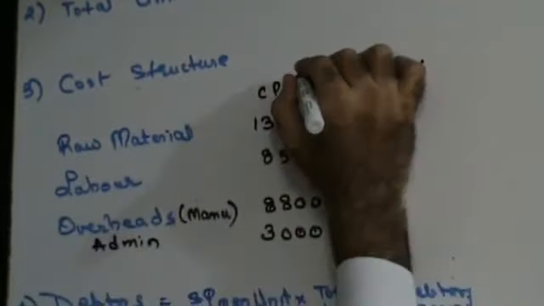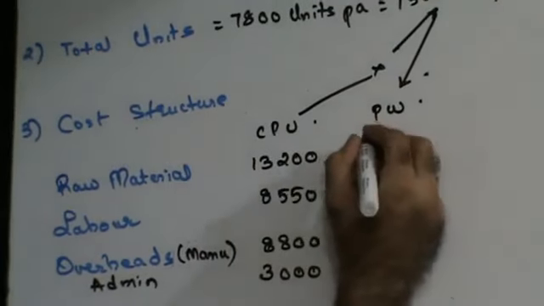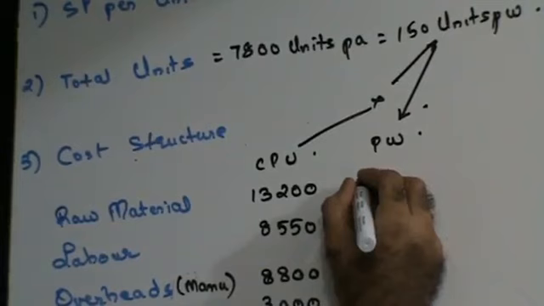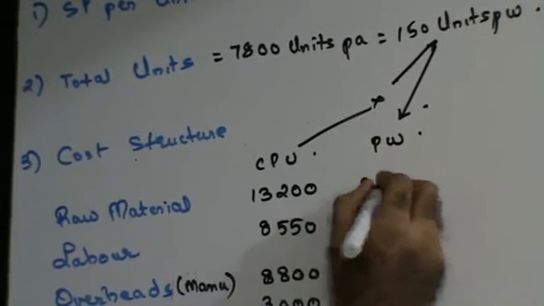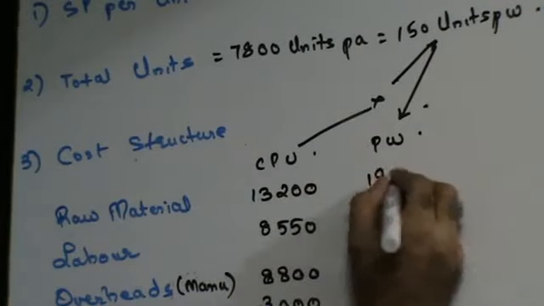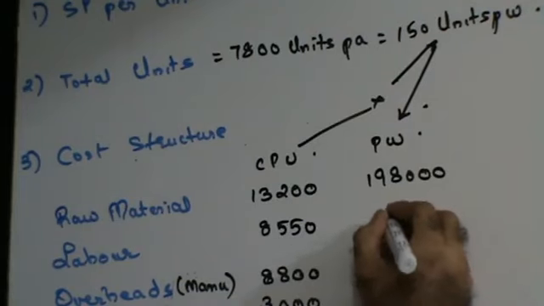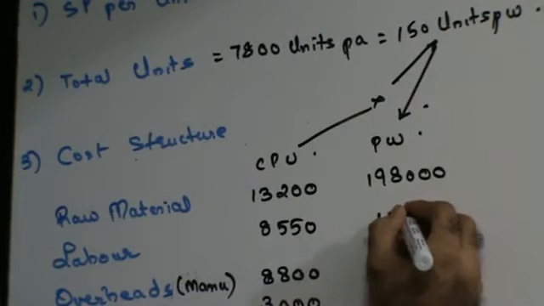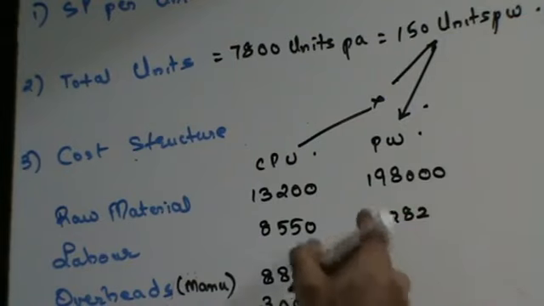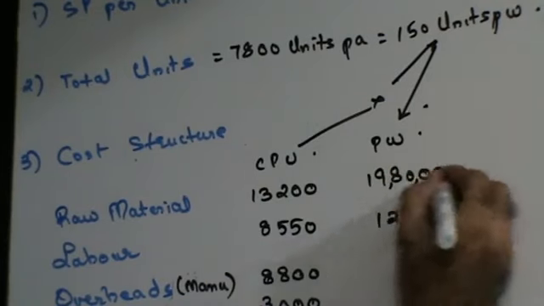Once you have this, you have to find out the per week figure. CPU into per week units will give you the per week amount. So 13,200 into 150 is 19 lakh 80,000.